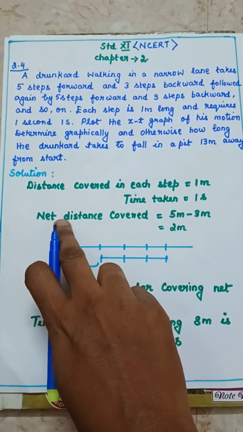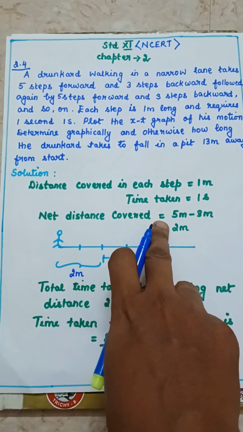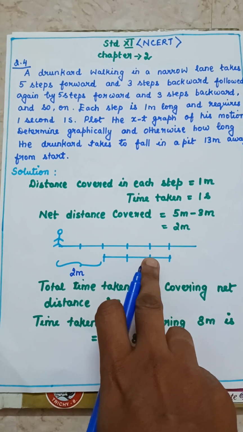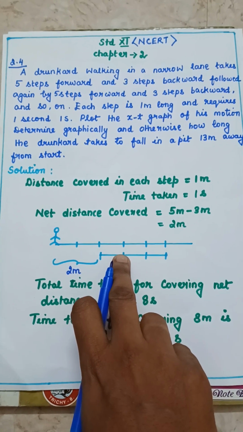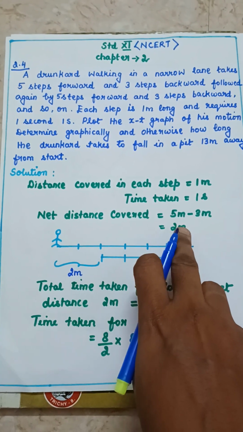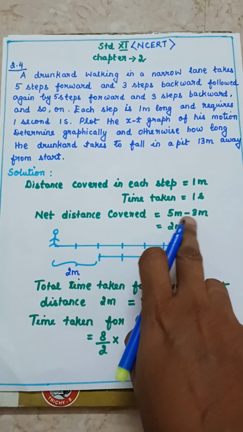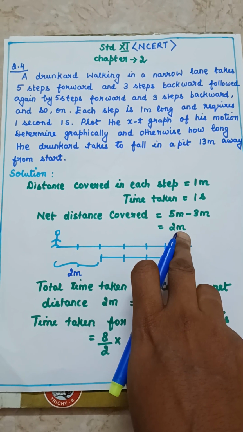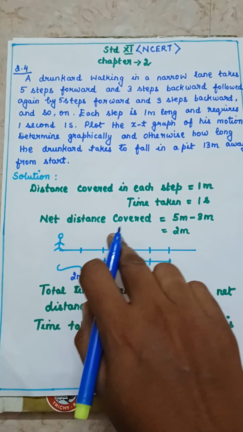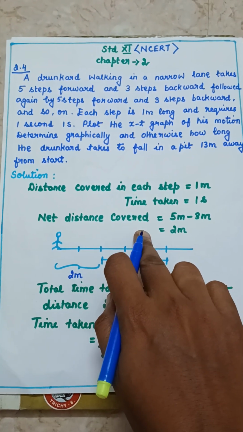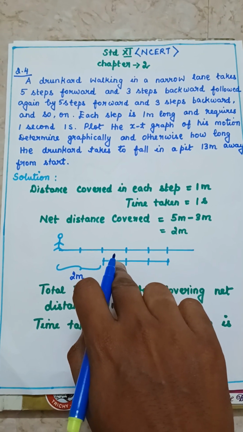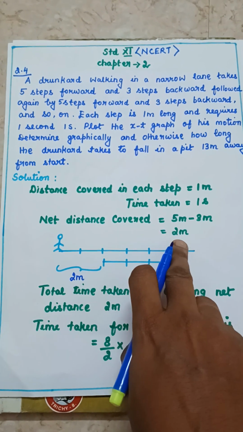Okay. So the total distance covered by the drunkard, because he is covering 5 meter in the forward direction and covering 3 meter in the backward direction. So here the net distance covered by that person is 5 meter minus 3 meter, that is equal to 2 meter. Okay. So every time when he is walking 5 meter in the forward direction and 3 meter in the backward direction, actually he is covering a net distance of 2 meter.